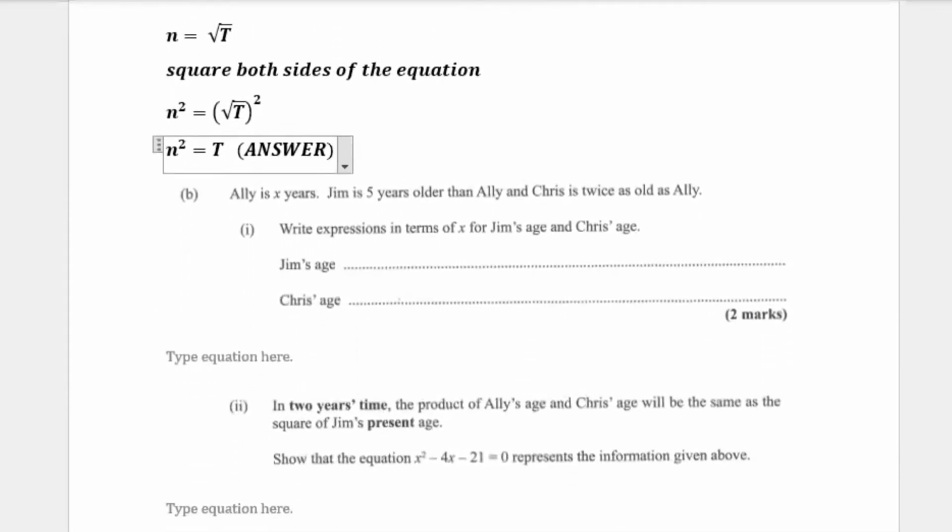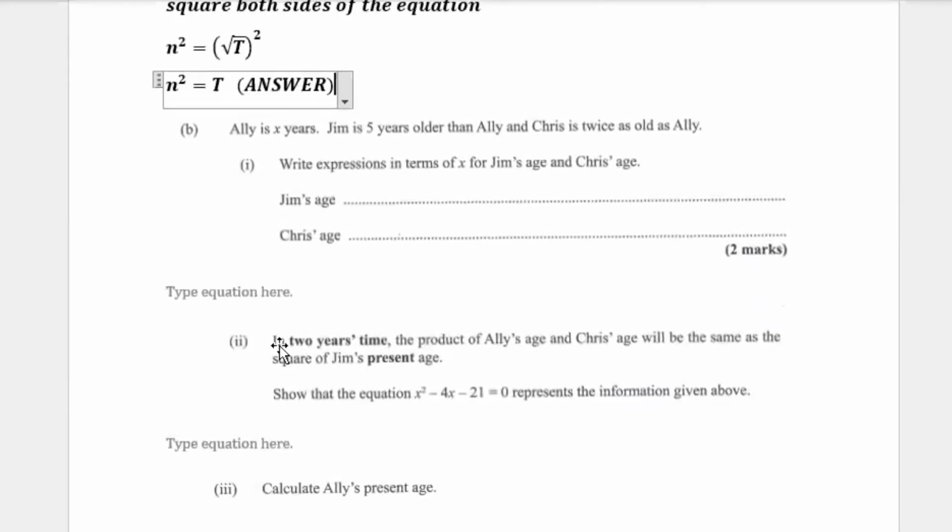All right, so part B, it says Ali is X years. Jim is 5 years older than Ali. So let's take it in parts. Thank you, Selena, you're way ahead of us. But yes, that is what I was about to ask. If I'm using numbers, if I'm 10 years old and Jim is 5 years older than me, the question is basically asking how we would get to Jim's age. You would say 10 plus 5, and that would give us 15.